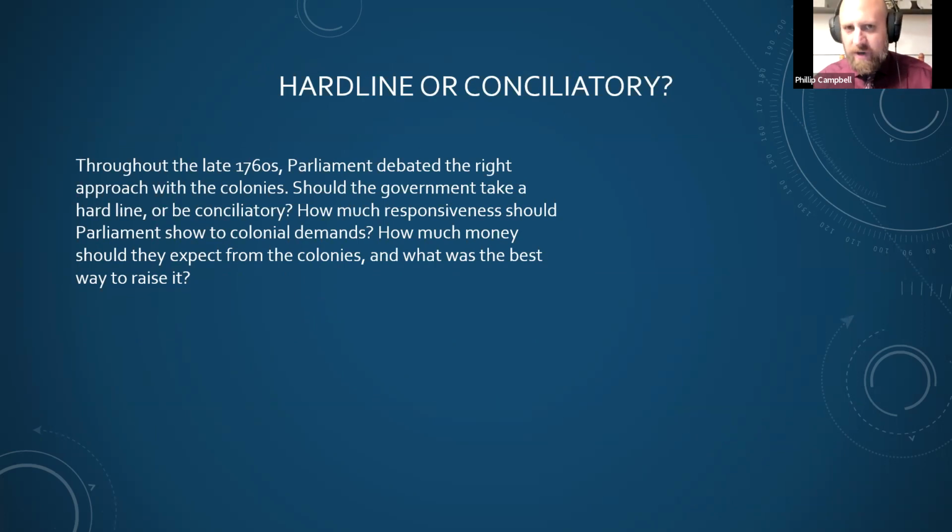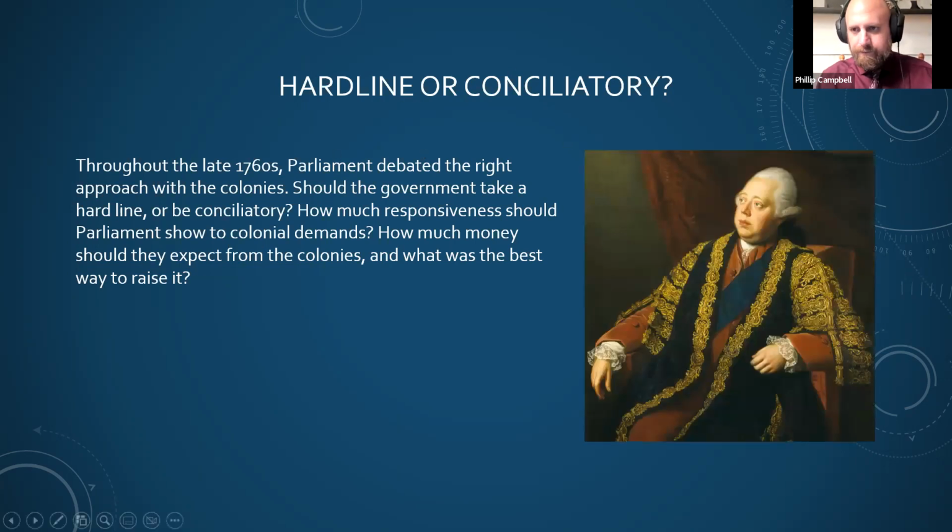How much responsiveness should Parliament show to colonial demands? This is always a tricky question when you have popular protest, right? Like, how conciliatory should you be? If you're too conciliatory, you're going to look weak and you're going to weaken your own authority. But if you're not conciliatory enough, you might cause the situation to become worse. So that was the big question of the 1760s. And how much money should they expect from the colonies? What is the best way to get this money? All hotly debated in Parliament.